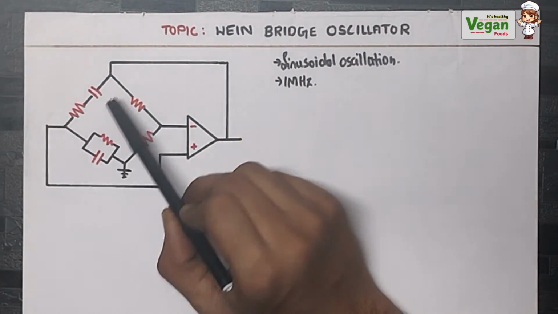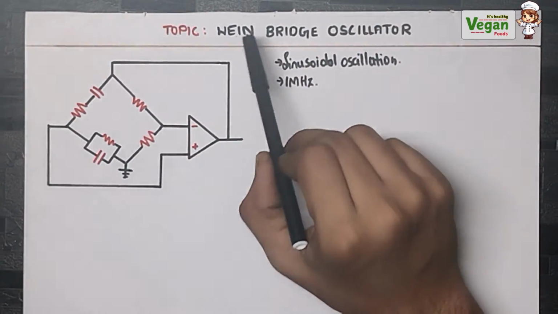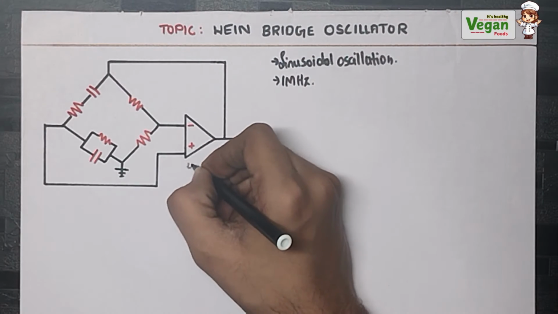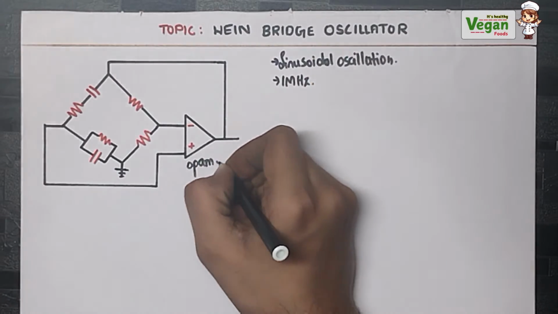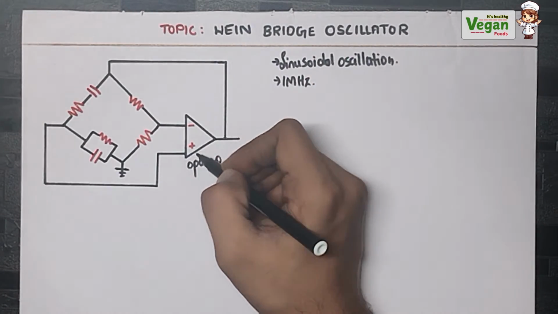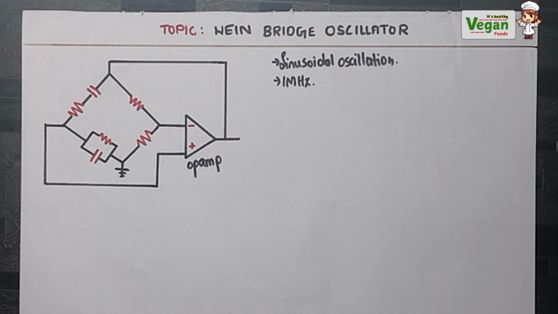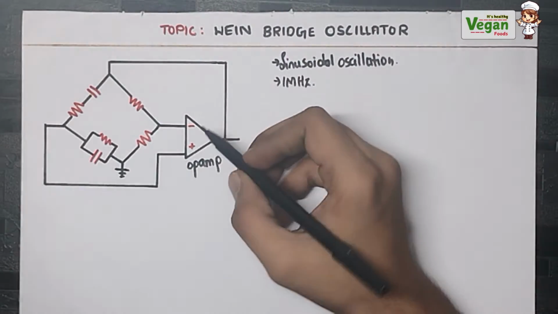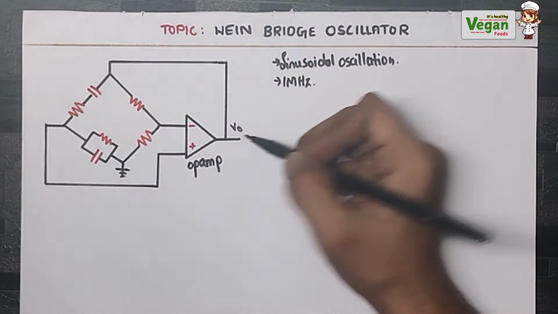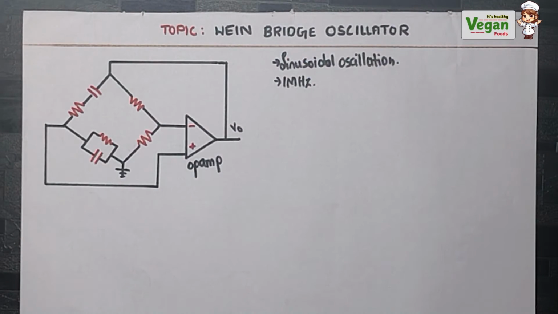This circuit consists of a bridge-like structure, so we call it a Wein bridge oscillator. It has the operational amplifier, op-amp, right here. We are giving the input to the positive terminal of the operational amplifier. Positive terminal means non-inverting terminal. So when we give input to the non-inverting terminal, it produces an output voltage V0.